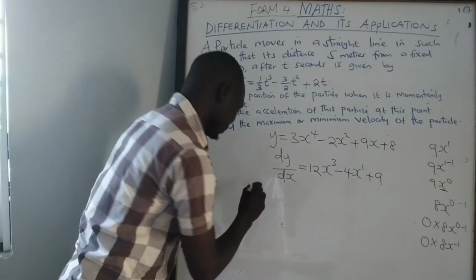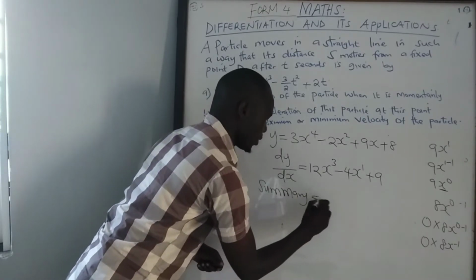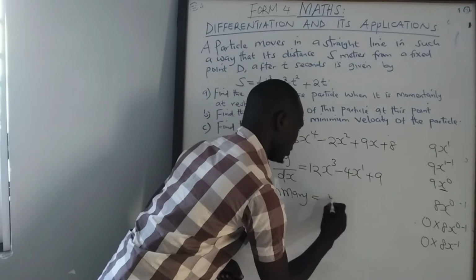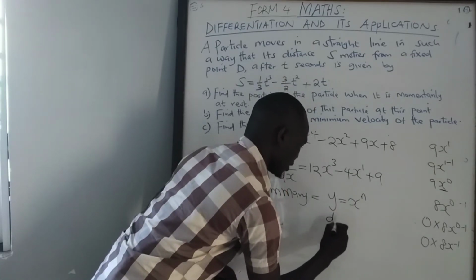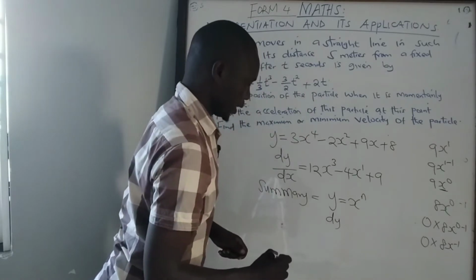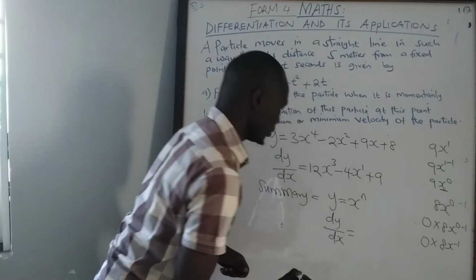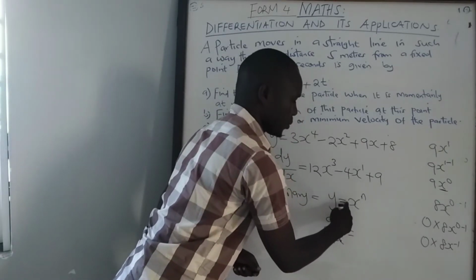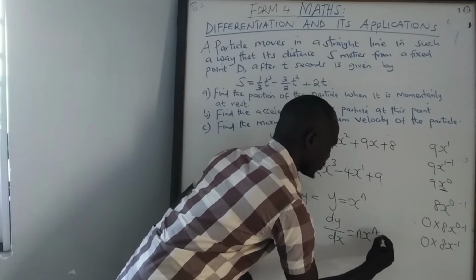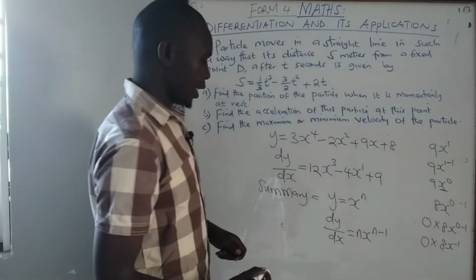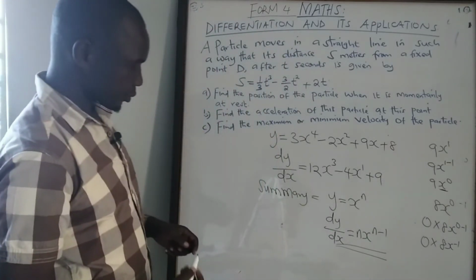Hence, we do not differentiate anything that does not have x. In summary, if you have been given a function in the form of y is equal to x^n, and you're supposed to find the gradient function, then our dy over dx must be equal to, we bring this power here so that we have n x^n, then of course we less 1 from the power of x, and that is how we do differentiation.